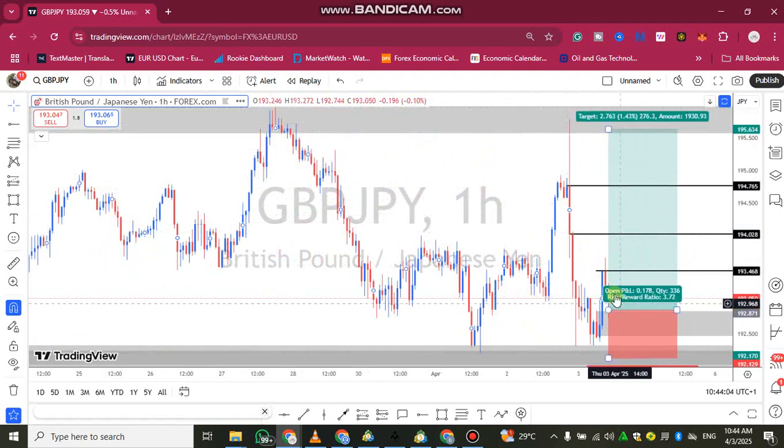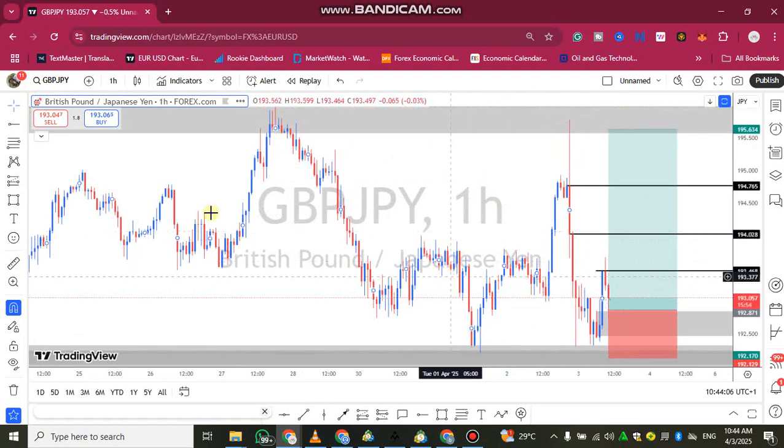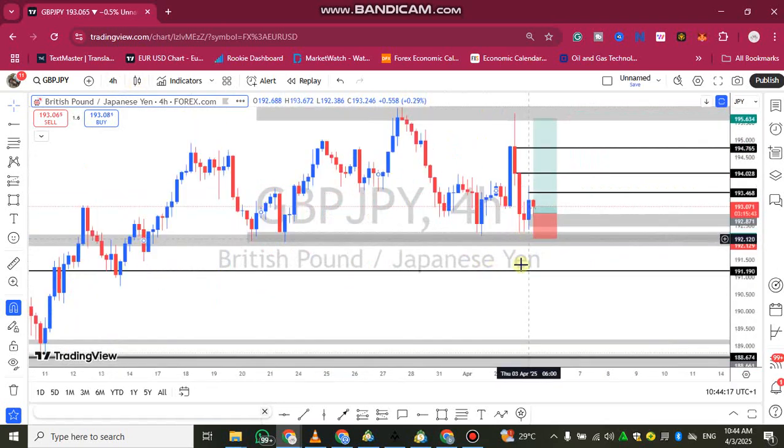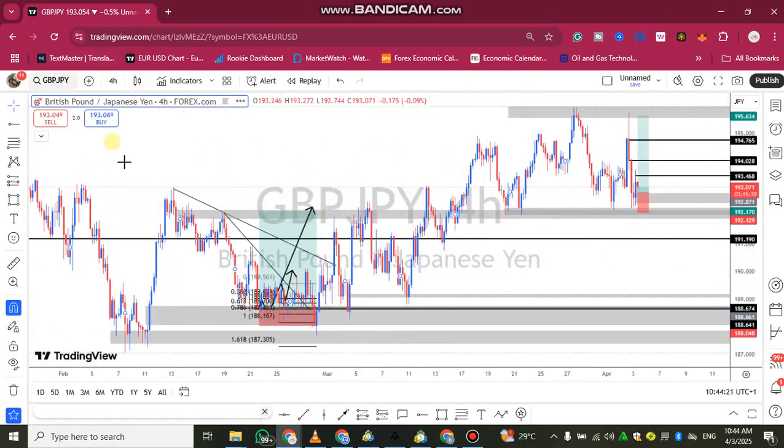But let me just see how this 1 hour candle closes, and let me see how the overall 4 hour candle closes before I can be able to hold this trade long term. In the 4 hour time frame, you clearly see that Gbpjpy has been on a bullish trend, and for those who have been watching my videos, you clearly see that I've mapped out this area as my main buying area and my main take profit.